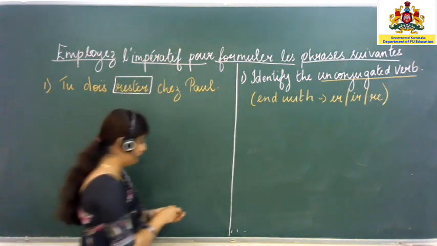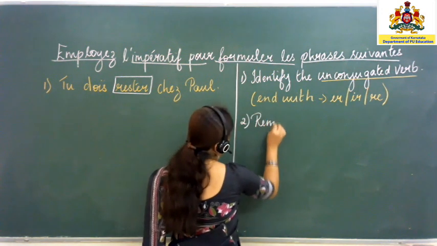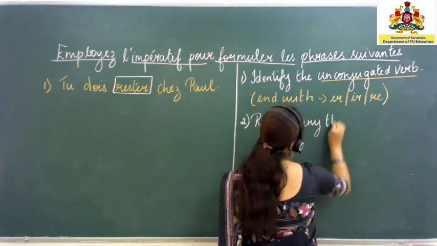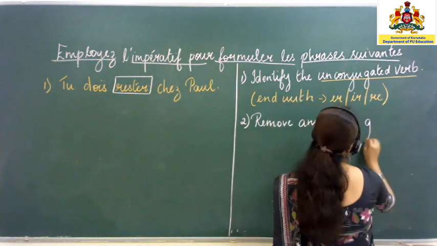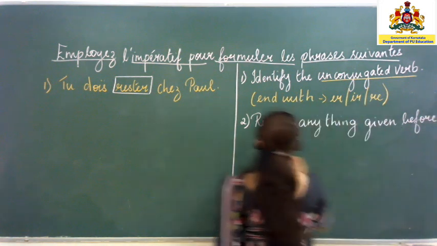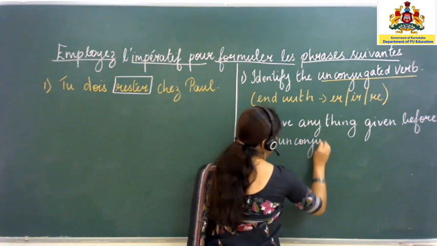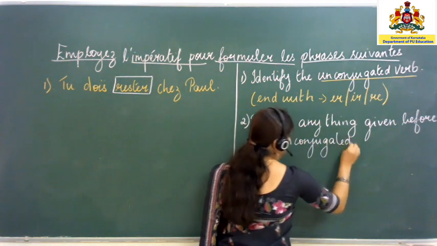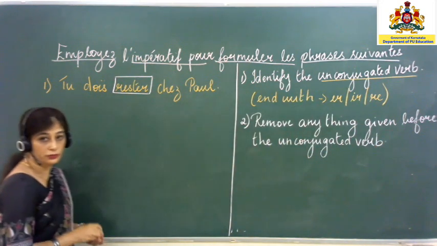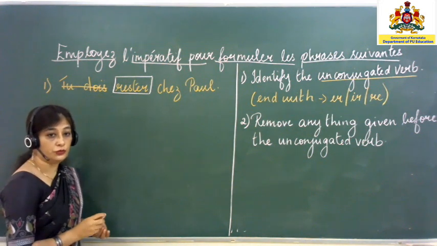Second thing. What should I do next? Next, remove anything given before the unconjugated verb. Remove anything given before the unconjugated verb, right? So I should remove tu dois. I should remove tu dois.